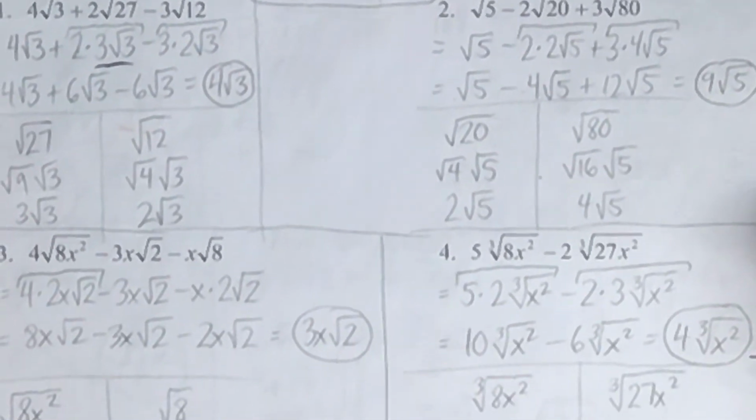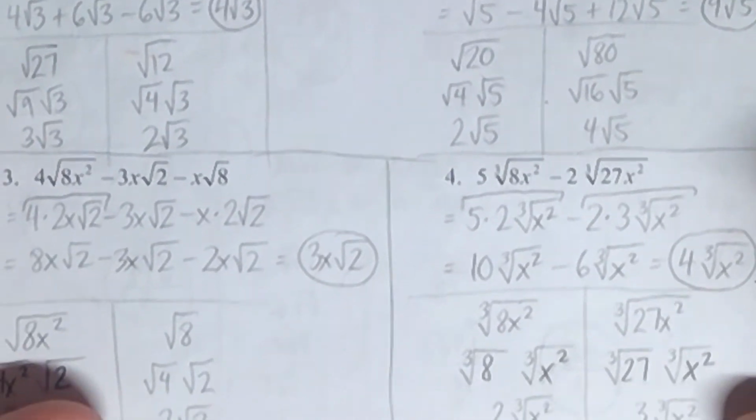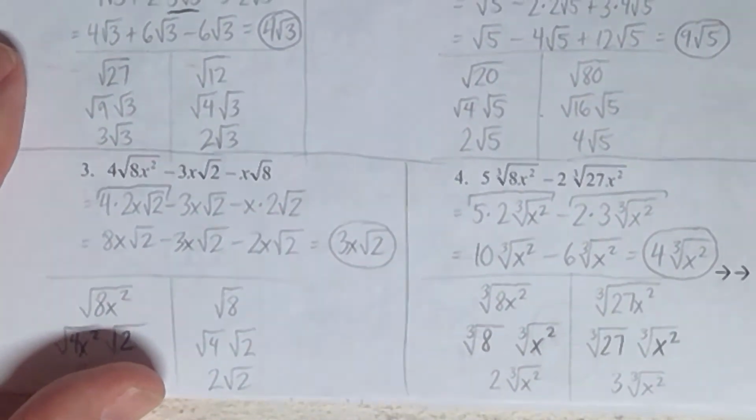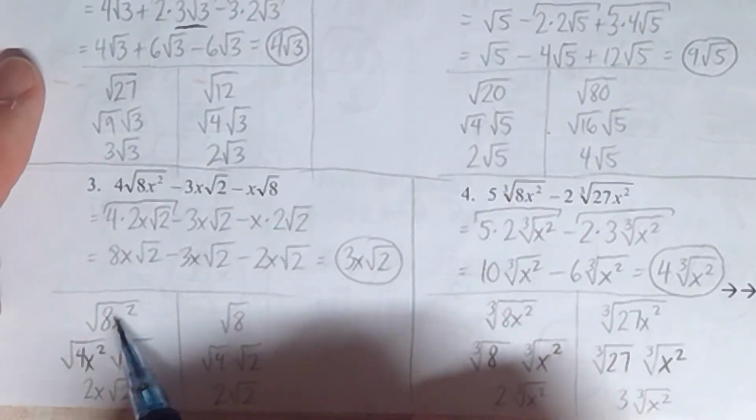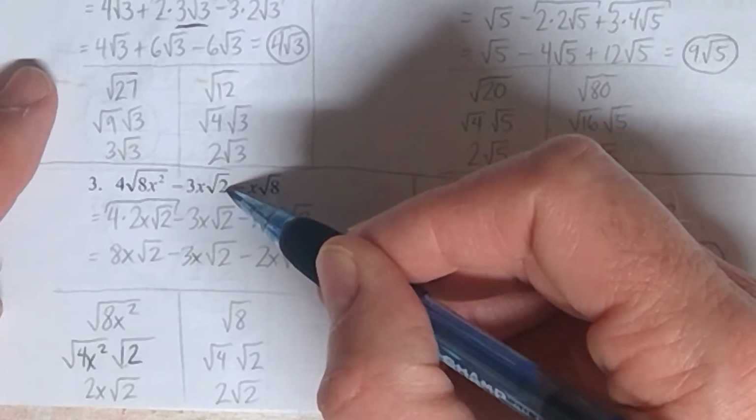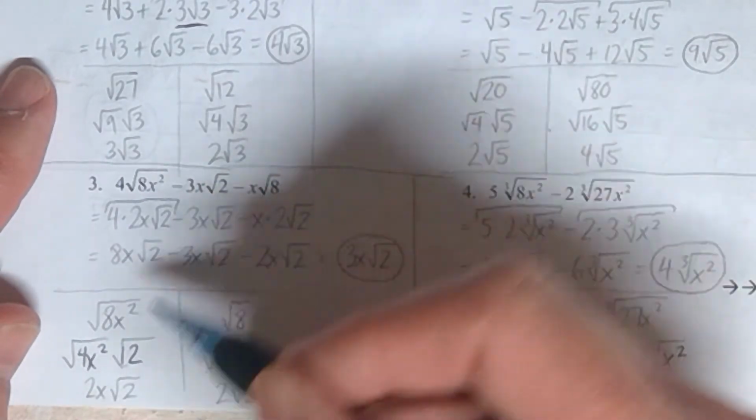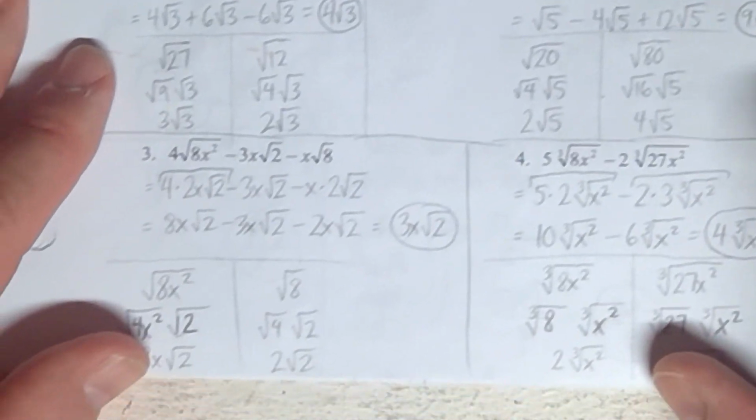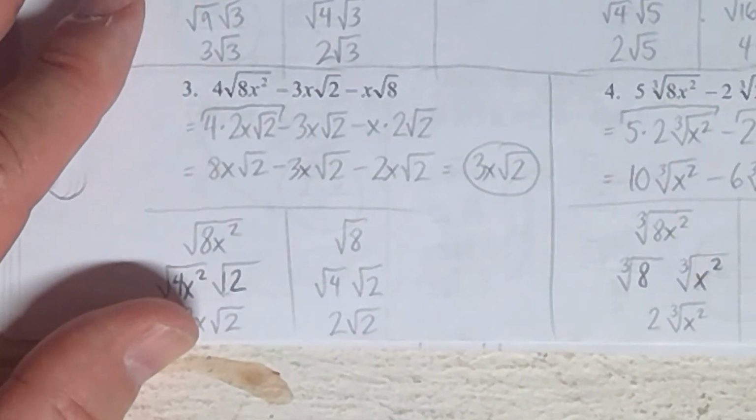Number 3 down here. Again, we have to simplify the radicals that we have. The 2 is already simplified. You can't simplify that at all. But the 8x squared and the 8 can be simplified. And so let's go ahead and look at that there.